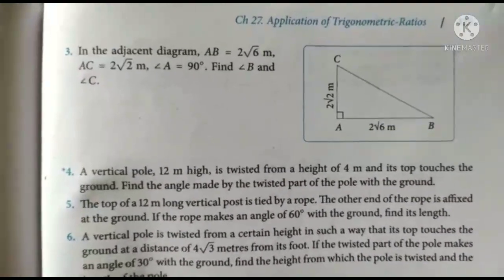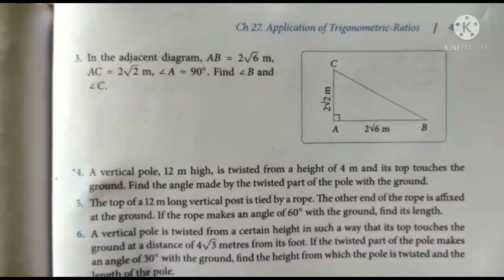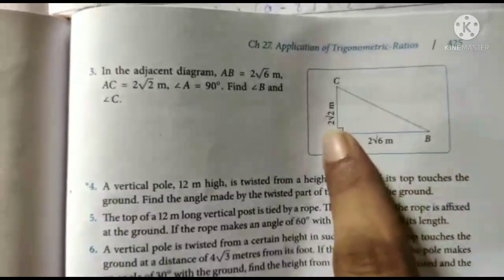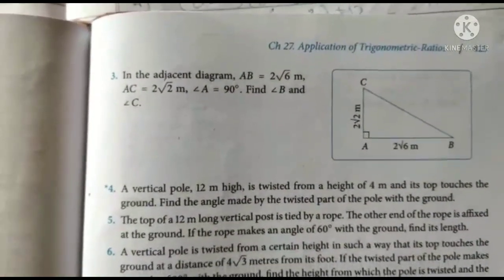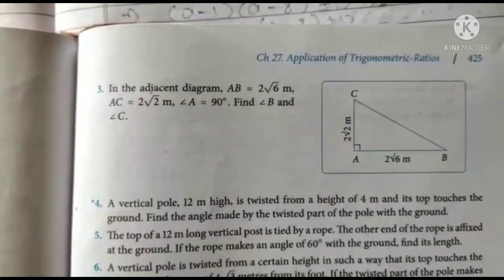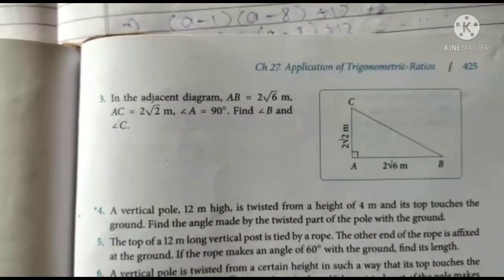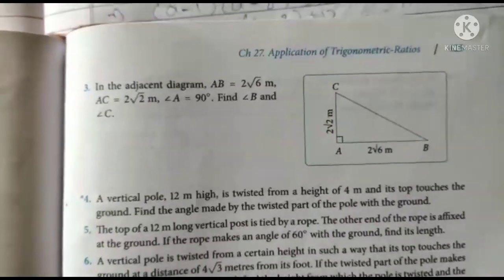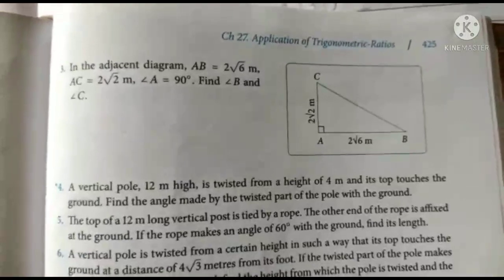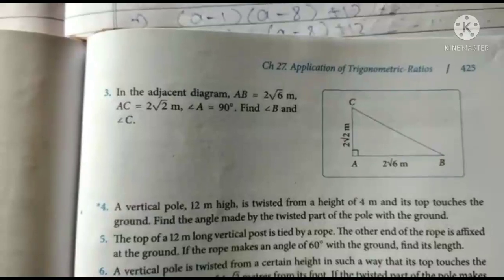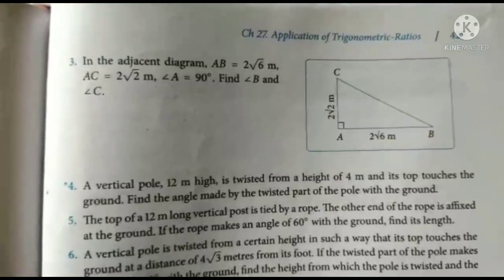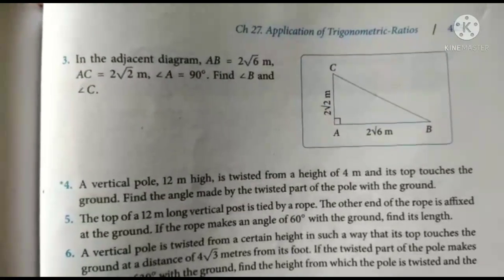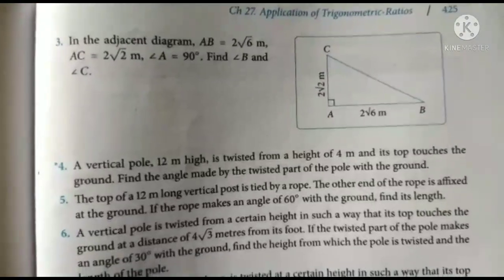Question number 3 tells that in the adjacent diagram AB is equal to 2 root 6, and AC is given as 2 root 2 meter, and angle A is given as 90 degree, as it is a right angle triangle. It is told to find angle B and angle C. Up to question number 2 we found the sides when one side was given, but here one angle is given and we have to find the remaining angles, angle B and angle C. The sides AC and AB are also given. So let's see how to solve this.